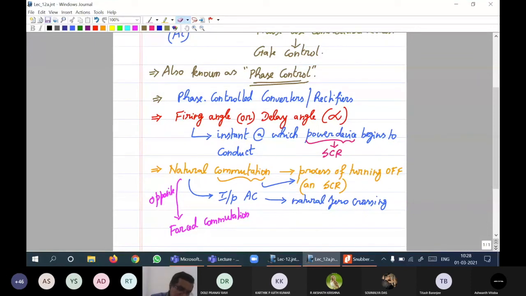So forced commutation, we use this in inverters and in DC-DC converters, which means when the input is in DC form. So for DC to AC and DC to DC converters, we use forced commutation with SCRs. Otherwise, we use MOSFETs, IGBTs, etc.